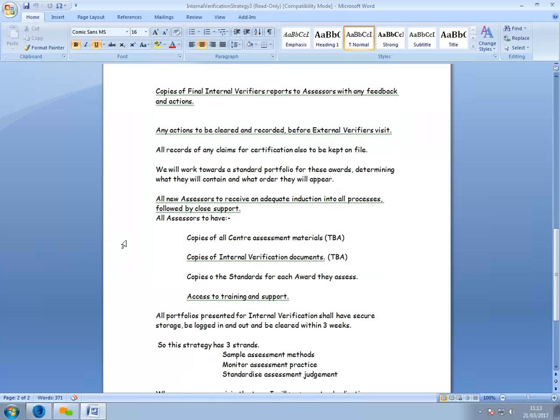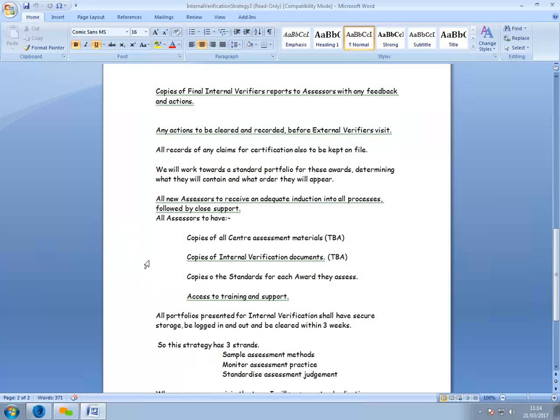All assessors will need to have copies of all the centre assessment materials. I put TBA on there because a lot of it was missing and we had to put it in later. Copies of internal verification documents. We didn't have any. Again, this was why they got into a problem, and we had to draft or use internal verification documents that I already have for all organisations, and recopied those with their lower one. Copies of the standards for each award assessed. Now that is very important.